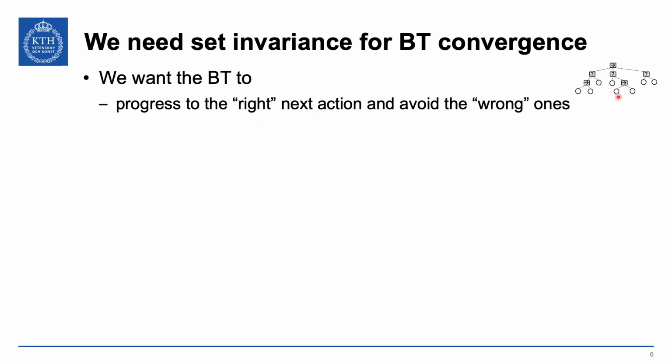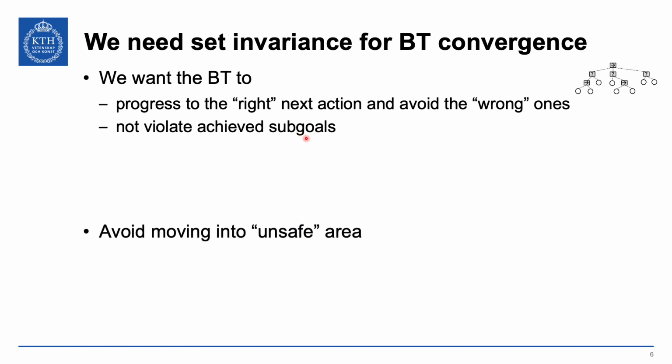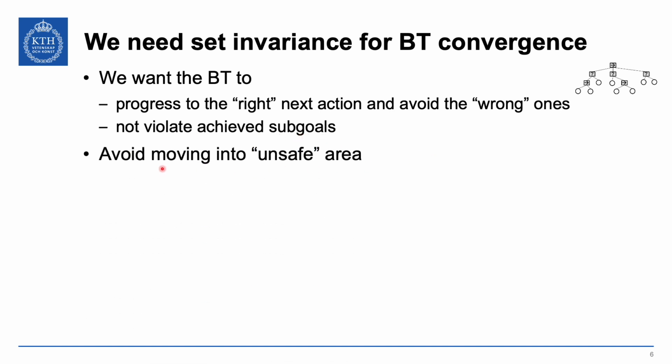We want it to progress to the right next action, and avoid the wrong ones, whatever the design is here. Right and wrong might be different things, but we want some kind of doing something first, doing something else, and then doing something, and then we're all happy. We don't want our actions to fail and end up having to redo stuff or things like that. So we're going to formalize these kind of fluffy arguments. So we do not want to violate achieved subgoals. As in the following examples, we want to avoid moving into the unsafe area. If we started getting into the safe area and then we want to do something else, we don't want to move back into the unsafe area.